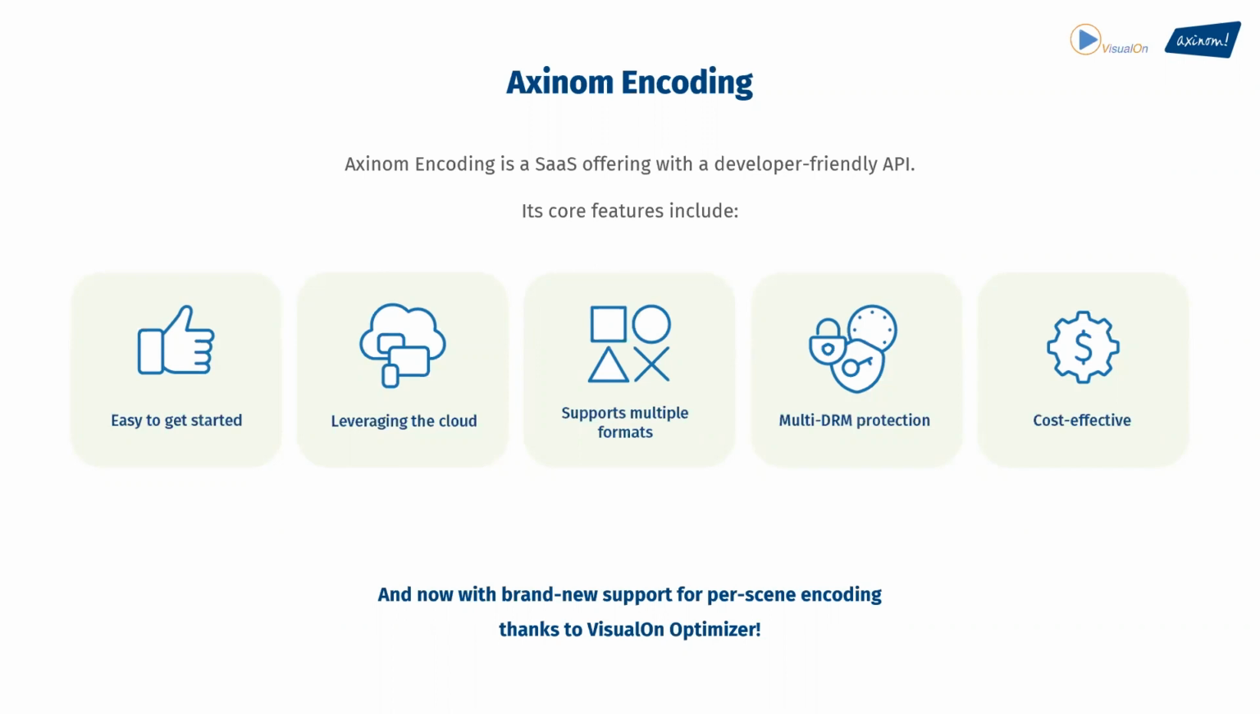And it's cost-effective. It's really based on a per usage fee, so you pay as you go and you pay for what you consume. And so far, it didn't have this brand new feature that we're introducing right now, which is per scene encoding, thanks to VisualOn Optimizer. And now let's have a look at that.